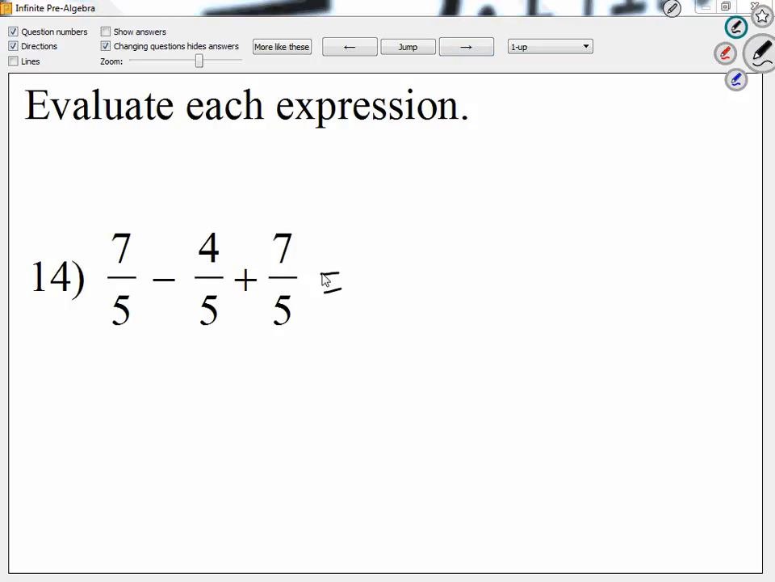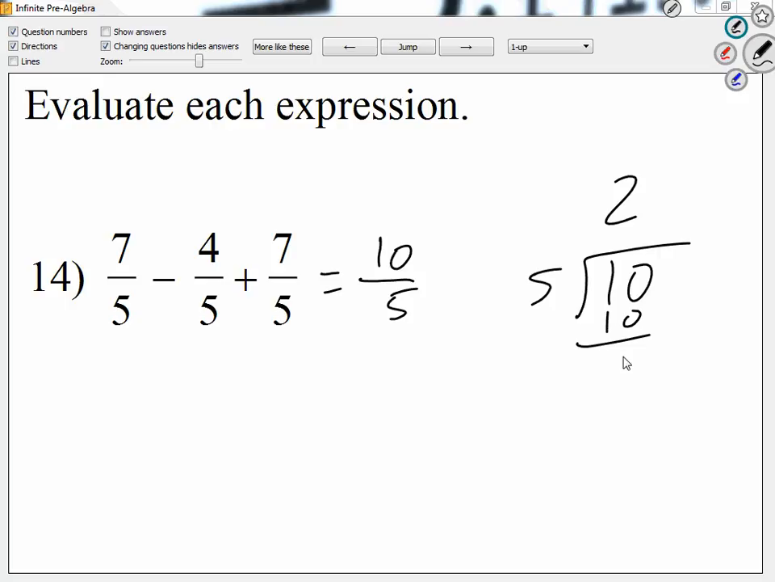Alright, let's take a look at number 14. Copy the 5 from the bottom. From the top, how much is 7 minus 4 plus 7? 10. So we're going to go 10 divided by 5. How many times is 5 going into 10? 2 times. 2 times 5 is 10. What's our remainder? 0. Right, 0. So because there's no remainder, there is no fraction. And then, let me skip a few questions.